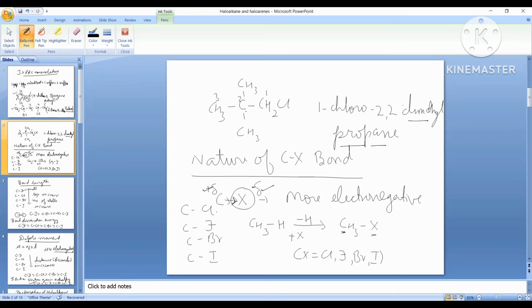So we will discuss C-F, C-Cl, C-Br, and C-I. Take the example of methane, CH3-H. We will remove one H and we will add one halogen. Then it will be CH3X. X here will be Cl, Br, F, I.